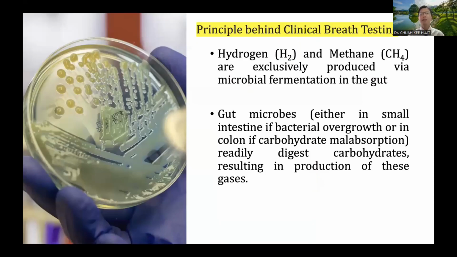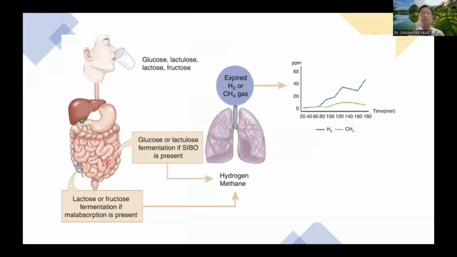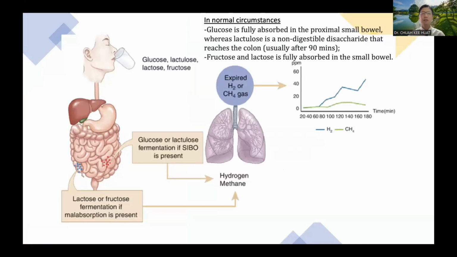The principle behind clinical breath testing: hydrogen and methane are exclusively produced via microbial fermentation in the gut. If there is small intestinal bacterial overgrowth, the microbiome is excessive in the small intestine, or in the situation of carbohydrate malabsorption, the gut microbiome in the colon readily digests carbohydrates, resulting in production of these gases. So this is the cartoon image.